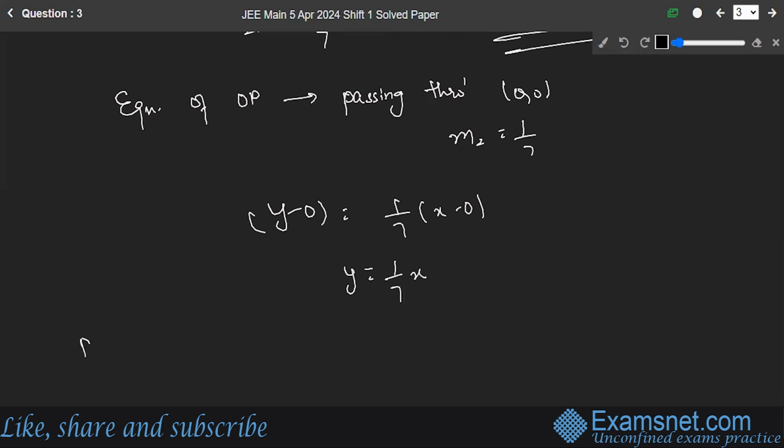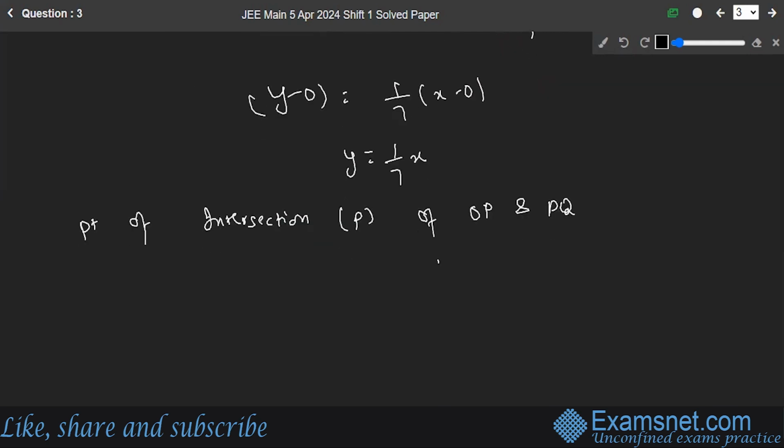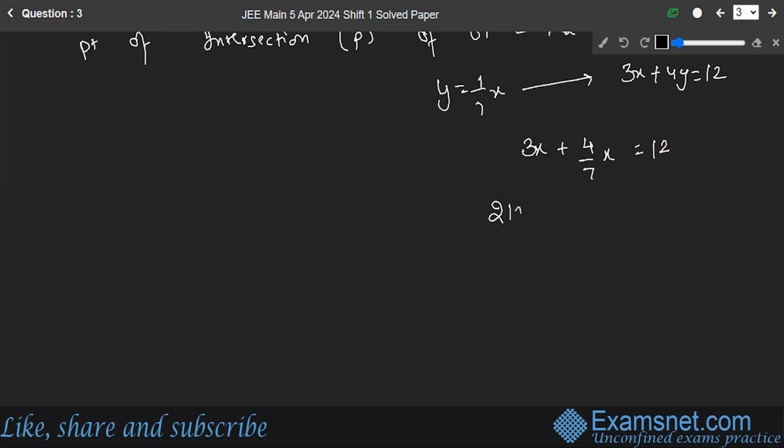Now let's find the point of intersection, that is P, of OP and OQ. OP had the equation y is equal to 1 by 7 x, and the OQ equation was this. Let's fill in y over here. You will have 3x plus 4 upon 7 into x is equal to 12, or you have 21x plus 4x is equal to 84, 25x is equal to 84. X will be equal to 84 upon 25, and similarly you will solve to get the value of y.